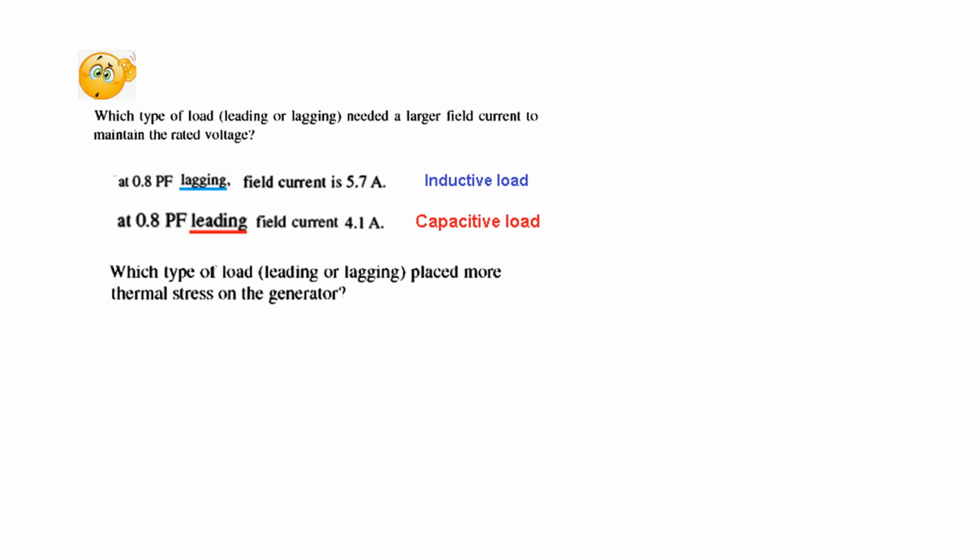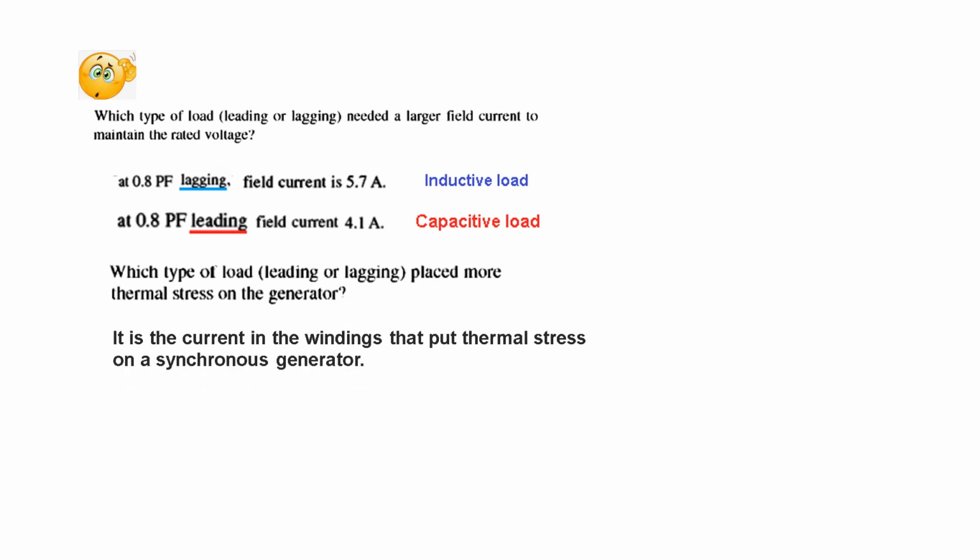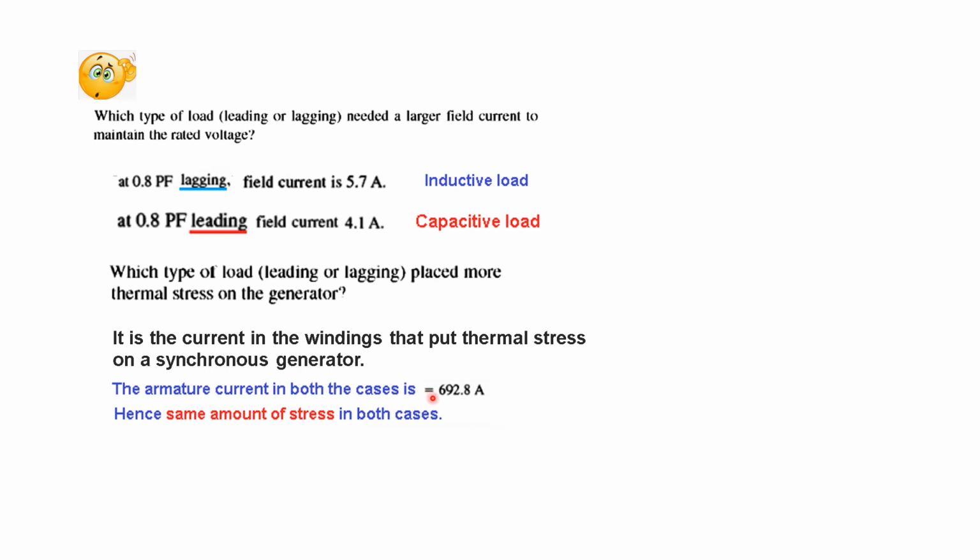And finally it says, what type of load, leading or lagging, places more thermal stress on the generator? Now the thermal stress depends on the armature current. It is the current in the winding that puts thermal stress on the synchronous generator. And in both cases we saw the armature current was 692.8, and therefore the same amount of stress will be placed in both cases.